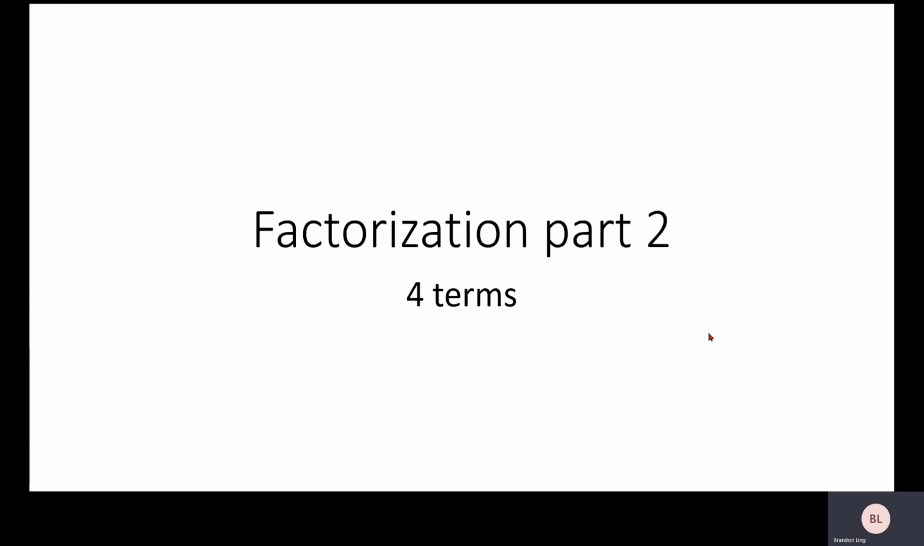I believe by now you have watched the factorization part 1 from the previous video. So now we move on to the factorization part 2 with the 4 terms. 4 terms basically means that it has 4 terms, with the variables and the coefficient here. Here you have 3x plus 6 plus yx plus 2y.